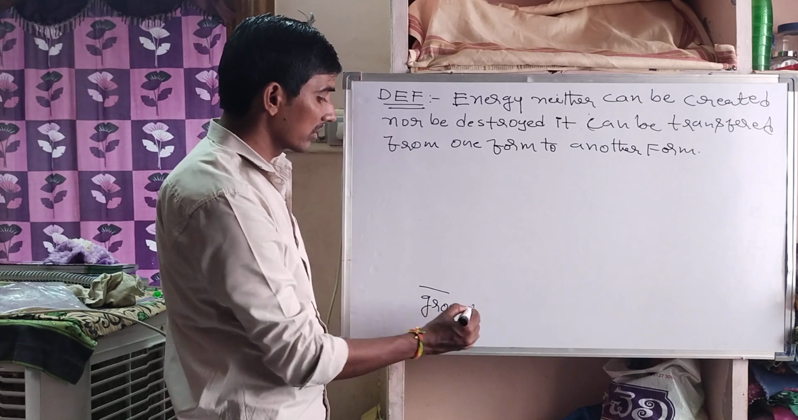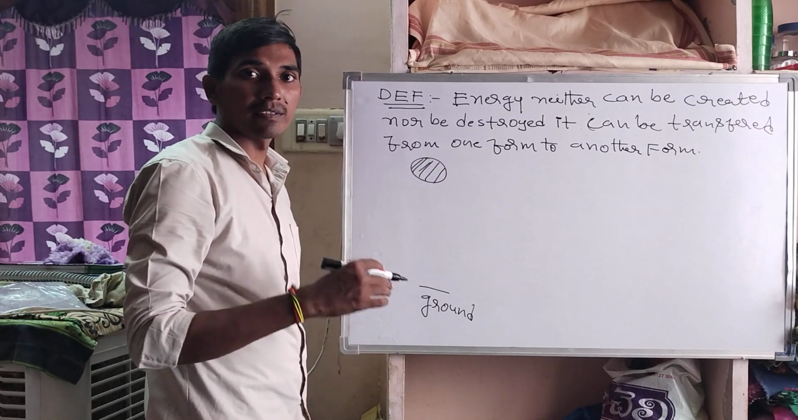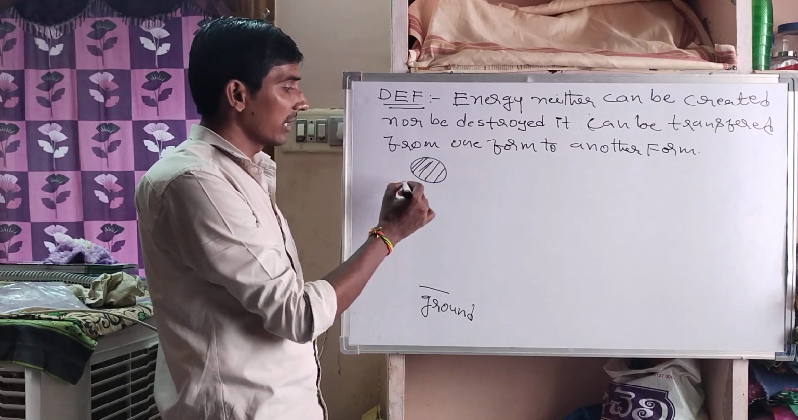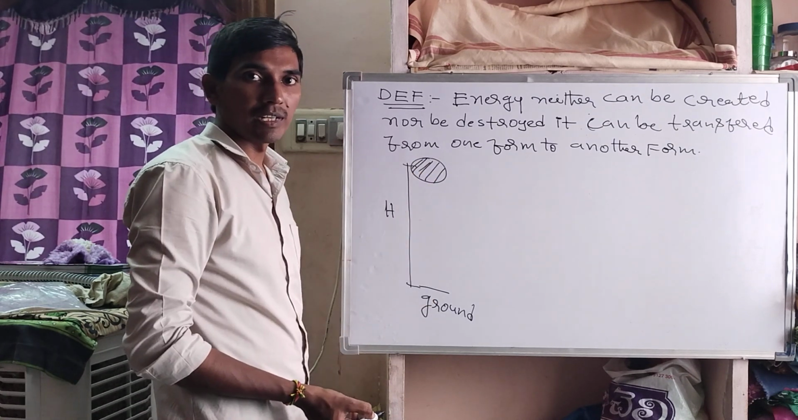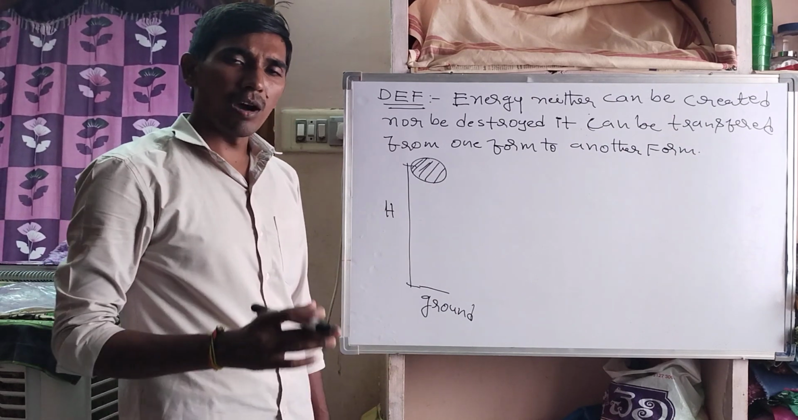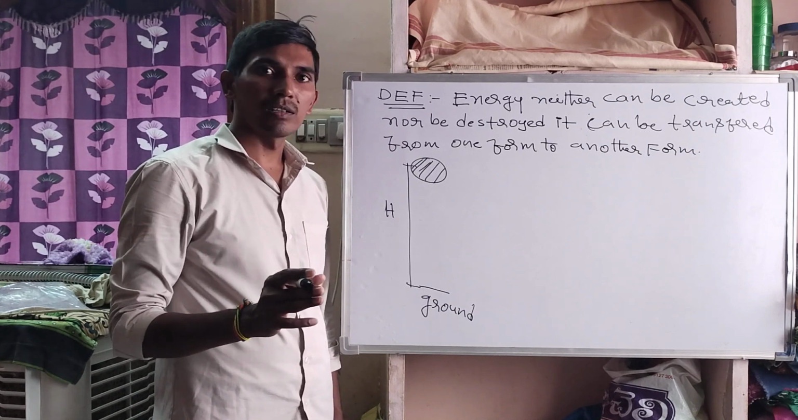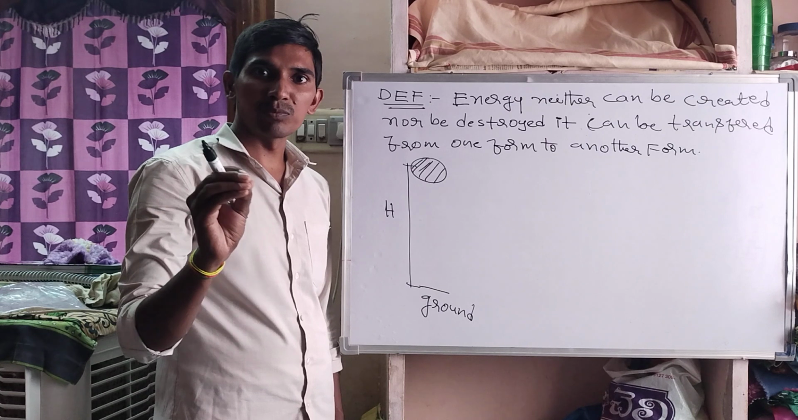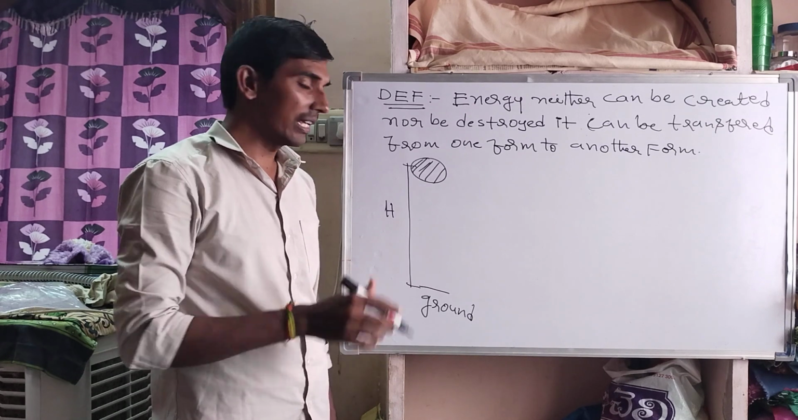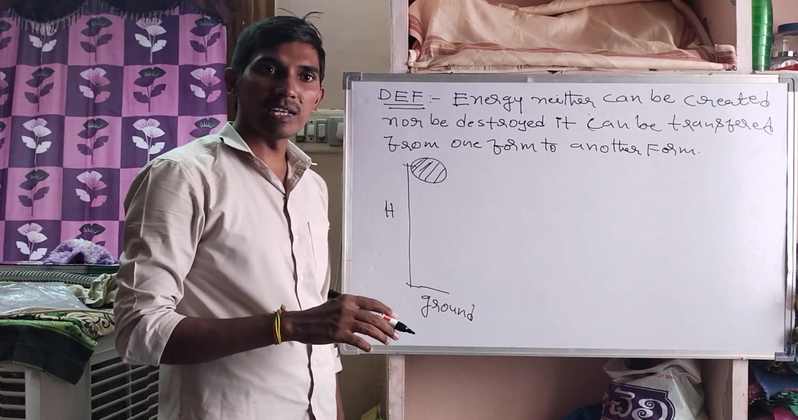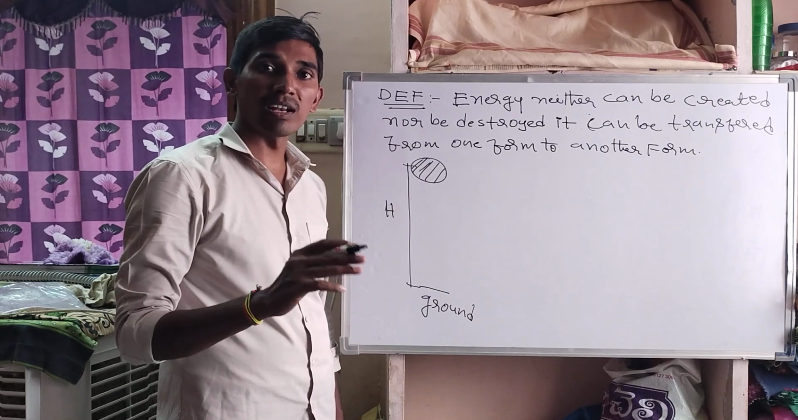This is one body freely falling from some height. The total height of the body is capital H. The law of conservation of energy in a freely falling body is mainly concerned with two energies. The first one is potential energy and the second one is kinetic energy. The potential energy mainly depends on height and the kinetic energy mainly depends on velocity.